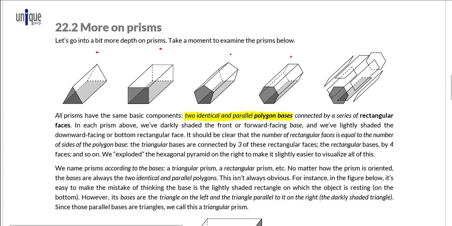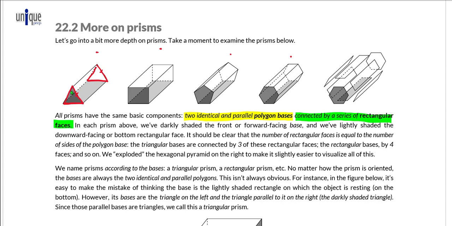And those bases, I'm going to switch colors here, are going to be connected to each other by a series of rectangular faces. So, for instance, in the triangular prism over here on the left, I have a triangular base in the front, I have a triangular base in the back, and then I have a series of rectangles connecting each of the corresponding sides.